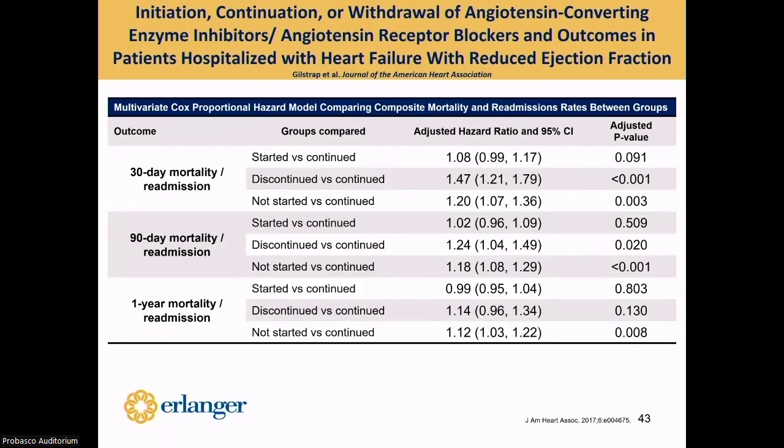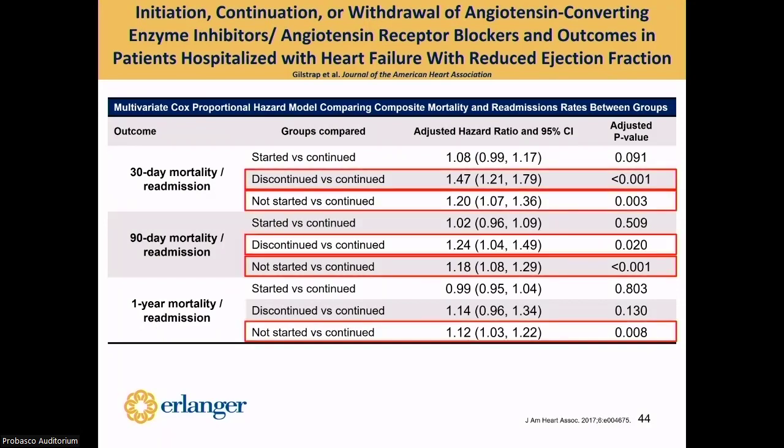This is the same information with a proportional hazard ratio that compares those readmissions and mortality between groups, noting that for the patients who were discontinued or not started, again, is statistically significant versus those who were continued. This goes across for the 30-day mortality and readmission, 90-day mortality and readmission, and then 1-year mortality and readmission.